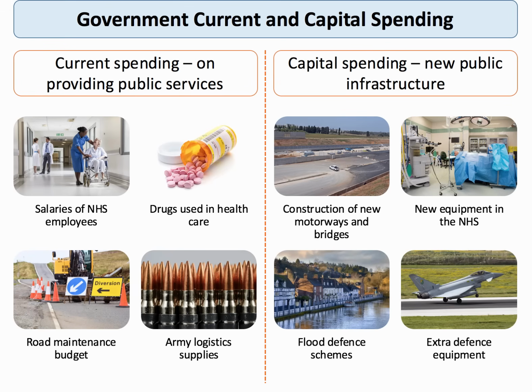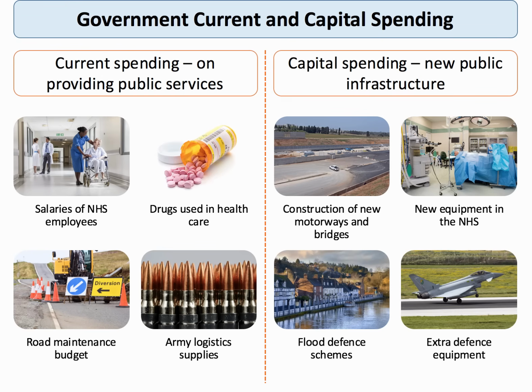It's quite important to make a distinction between current spending and capital spending. So current spending is the G bit in C plus I plus G plus X minus M. So it's spending on salaries of teachers in state schools and nurses in the NHS. It's the funding of drugs used in healthcare, for example, antibiotics. It's filling potholes in the roads, maintaining our public services. It's the logistics associated with the army. So that is day in, day out, week in, week out public services.